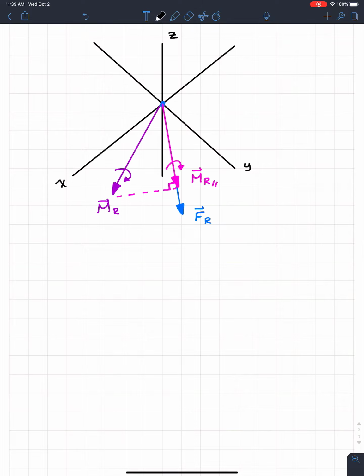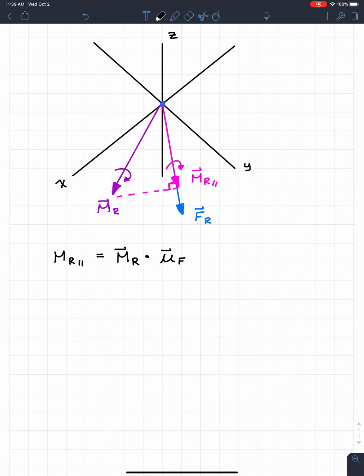So if we want that component of MR, MR parallel is going to be equal to that moment vector, and then what we have to do is dot it with the direction of that force vector. So not the force vector, we want to dot it with the direction of the force vector. So I'm going to put that as UF.